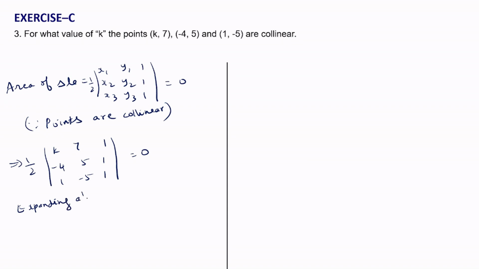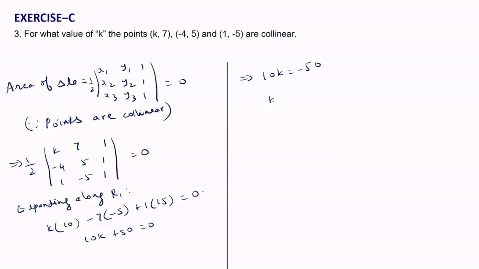Expanding along R1, we get k into (5 + 5) = 10, minus 7 into (-4 - 1) = -5, plus 1 into (20 - 5) = 15. This is equal to 0. So 10k plus 35 plus 15 equals 0, so we get 10k = -50, k = -50/10, which is -5. So k is -5.